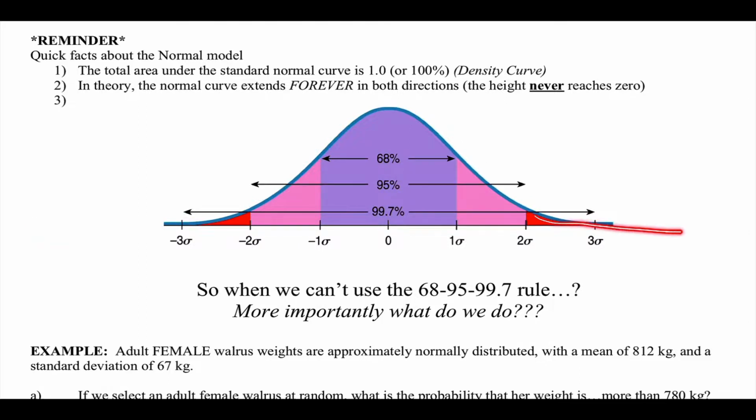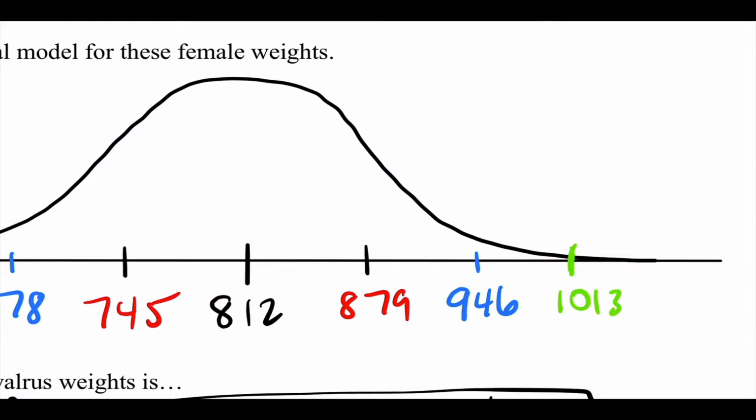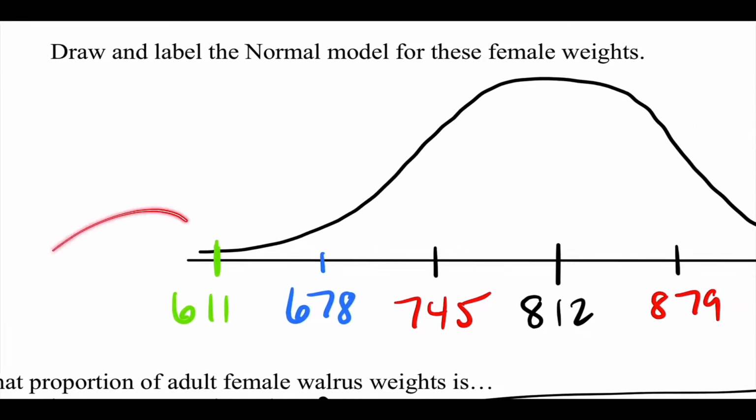So in theory, this curve never hits this line, because there could be a walrus who weighs however much, or there could be a walrus on the other side who's very, very, very skinny. We don't know, right? So that's why, in theory, it goes on forever. Okay?